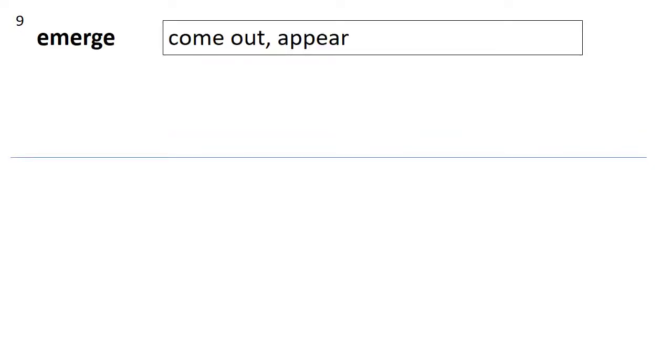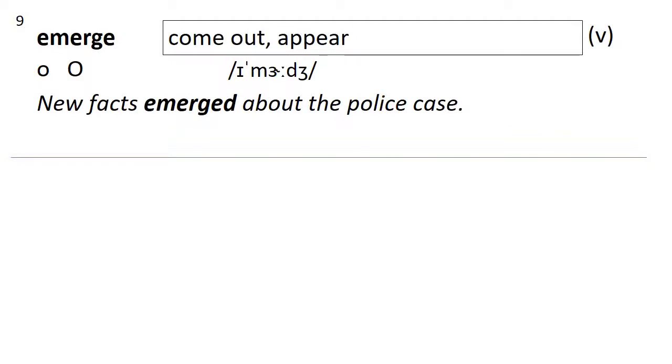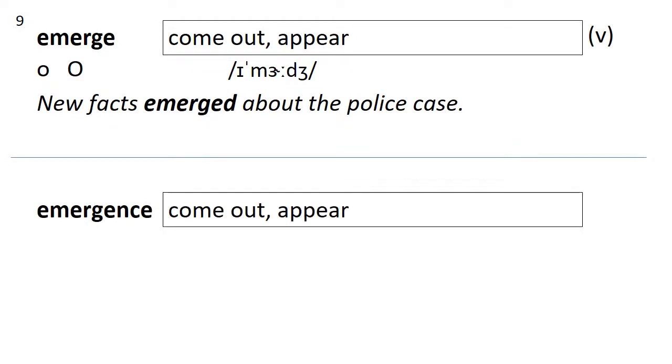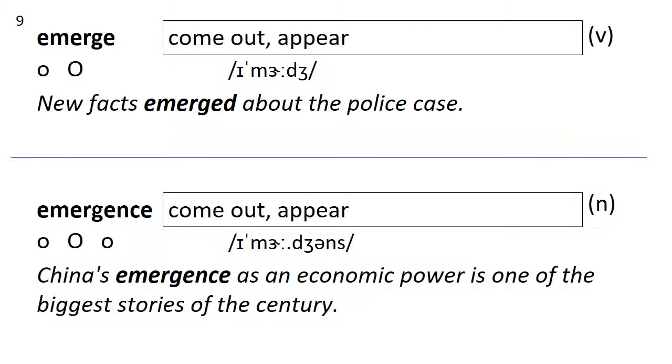Number 9 is emerge. Emerge is to come out or to appear, and it's a verb. How many syllables in the word emerge? 2, stress on the second. Emerge. New facts emerged about the police case. Then we have emergence. Same meaning, but it's a noun. How many syllables in emergence? 3, stress on the second. Emergence. China's emergence as an economic power is one of the biggest stories of the century.